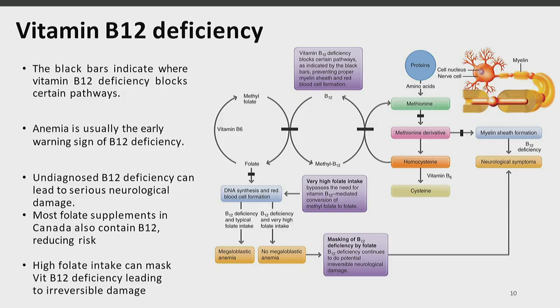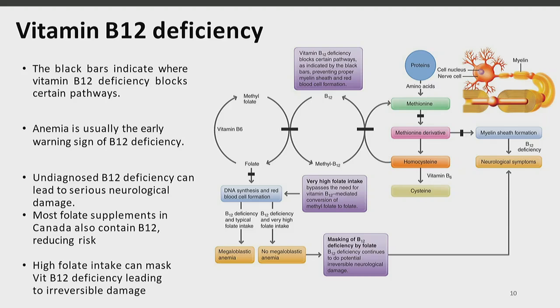Okay. So here, just again pointing out, and this is a slide that you have under vitamin B12, that the black bars just indicate where vitamin B12 deficiency blocks certain pathways. And so we did see that conversion to the methylated folate, methylated B12. And so we can see in its absence, this is not happening optimally. So everywhere you see a black bar, you cannot have a methionine derivative converting to myelin sheath because you do not have enough vitamin B12.